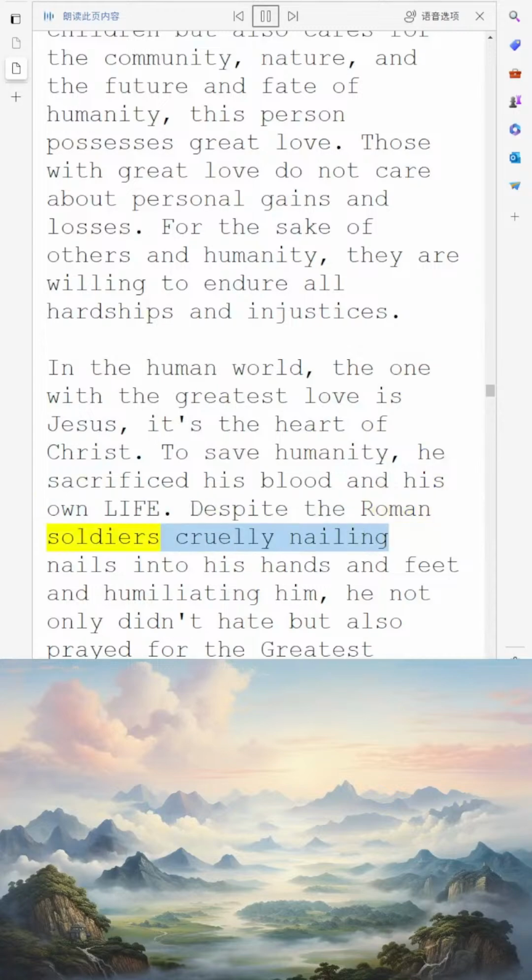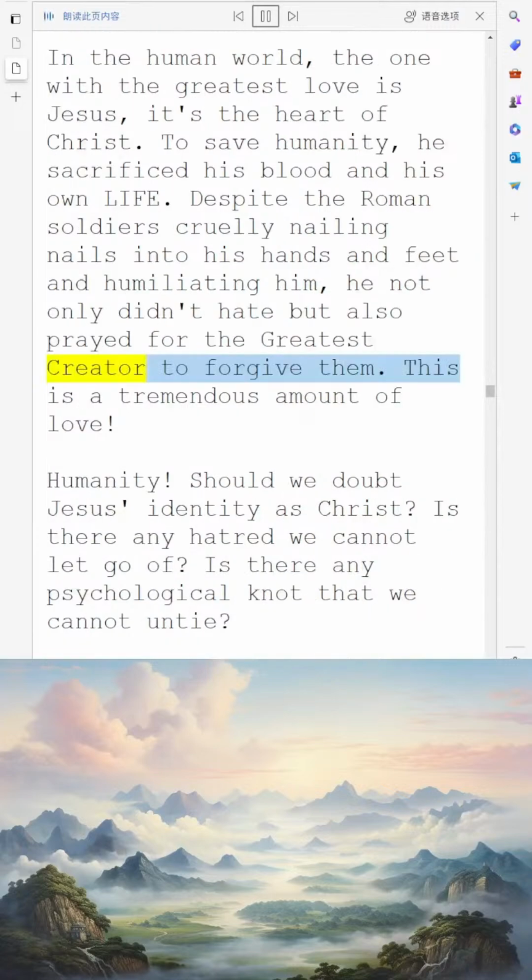Despite the Roman soldiers cruelly nailing nails into his hands and feet and humiliating him, he not only didn't hate but also prayed for the greatest creator to forgive them. This is a tremendous amount of love. Humanity, should we doubt Jesus' identity as Christ? Is there any hatred we cannot let go of? Is there any psychological knot that we cannot untie?